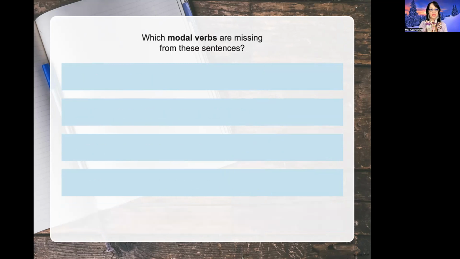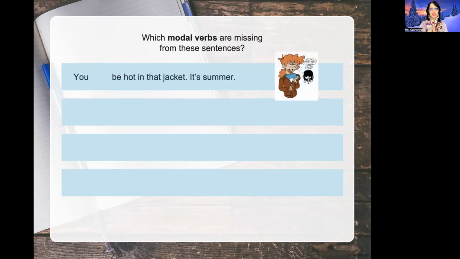Which modal verbs are missing from these sentences? You blank be hot in that jacket. It's summer. Now, if you don't remember the modal verbs, remember that screenshot or the picture you took of all the modal verbs that we're learning today. Go back to it. Now, which modal verb is missing? You must be hot in that jacket. It's summer. You can see the person is really hot. Person's sweating, right? Good.